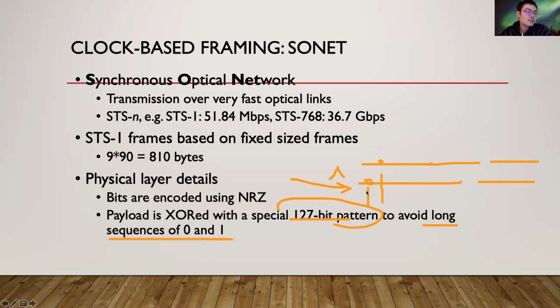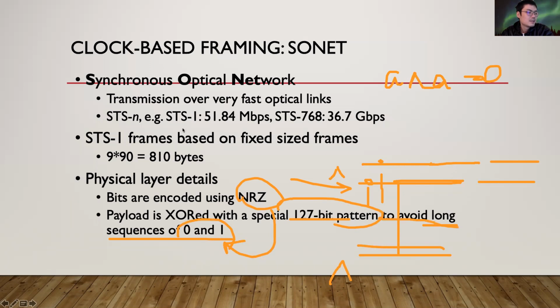On the receiver side, because you know the special pattern, you can exclusive OR again and get the original back. Exclusive OR is the operation where A XOR A equals 0, which means you can cancel the bit. When you send, you make sure that after the exclusive OR there's no long sequence of 0s and 1s, because we are still using NRZ and we still want to avoid this, even though we have a clock.